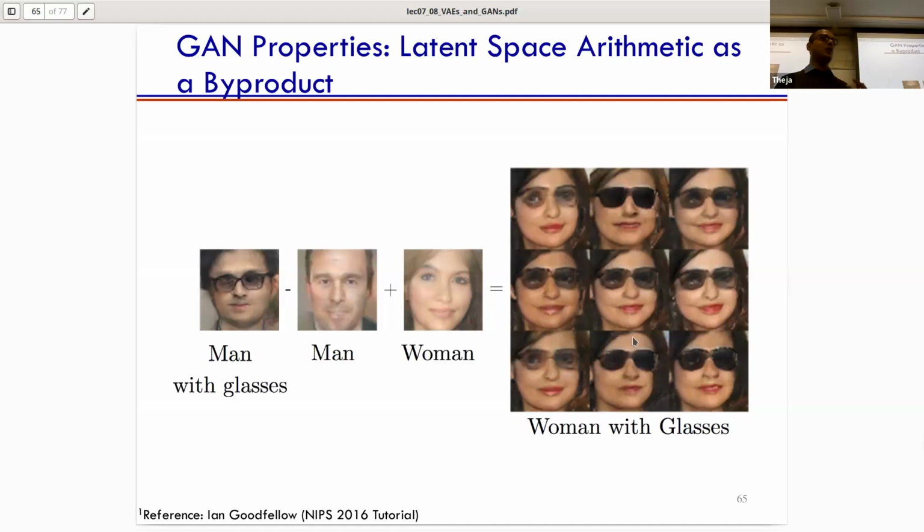Now, how do you actually instrument this? You can do exactly what we're doing with VAE. You start with the Gaussian distribution over the latent space, sample a random vector, pass it through the generator, and you get a new image.